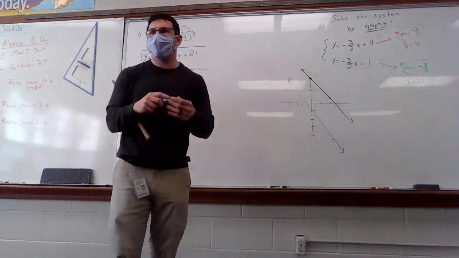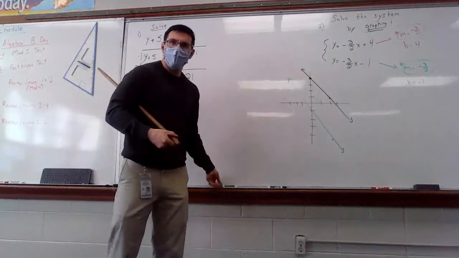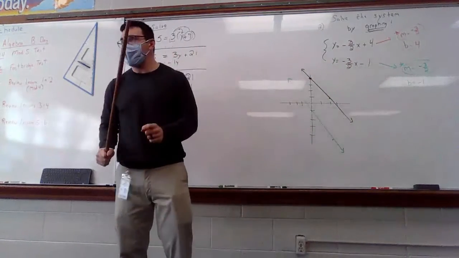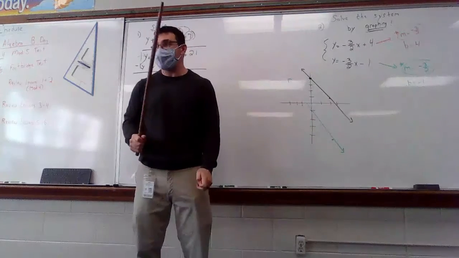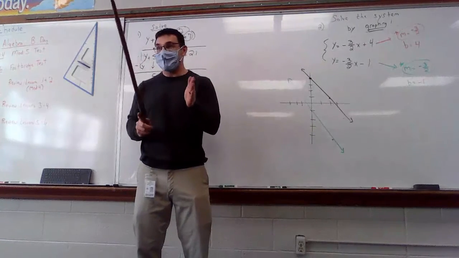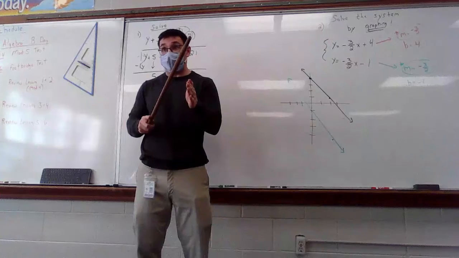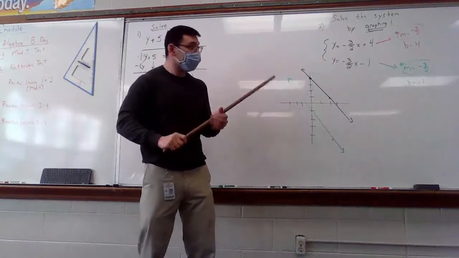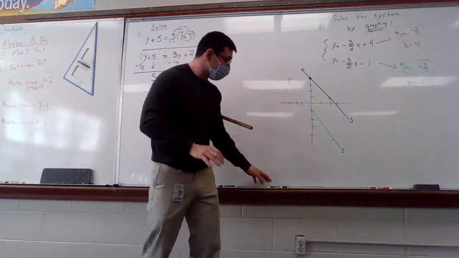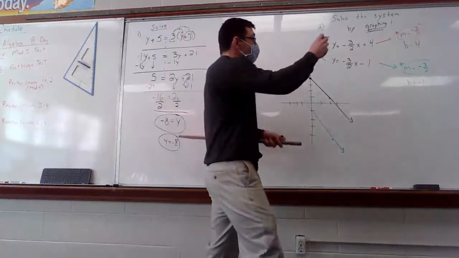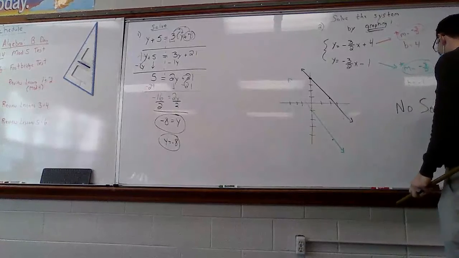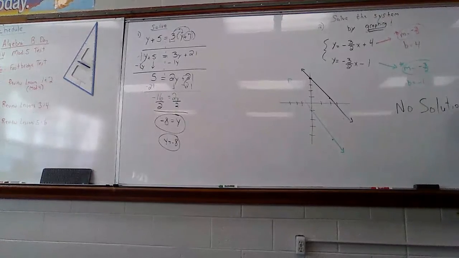Are those two lines ever going to intersect? When the slopes are the same, that means the lines are parallel. Think about train tracks, right? If those two tracks kind of intersect, that train's coming off the rails and we got a problem. Parallel means they will never intersect. If they never intersect, we cannot have an answer for our solution. So when the slopes are the same, the answer is no solution. And that is important.